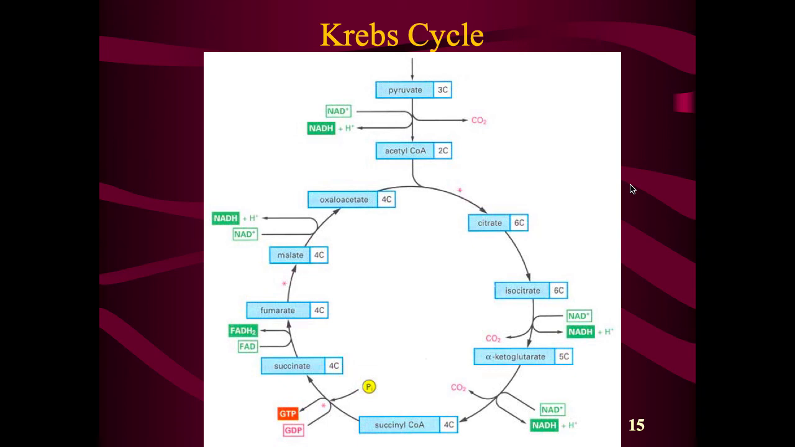Each glucose molecule supports how many rotations? 2. Each glucose molecule supports 2 rotations. So that's 24 ATP. Remember our maximum number? We said 38. We're not there yet.